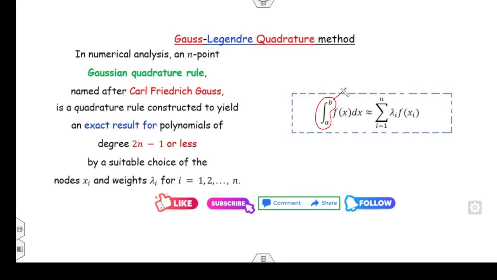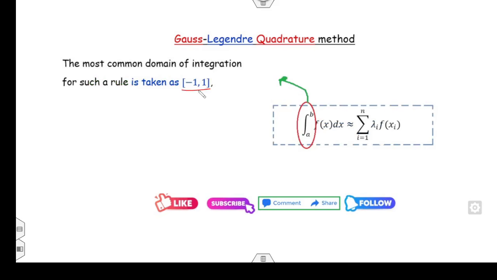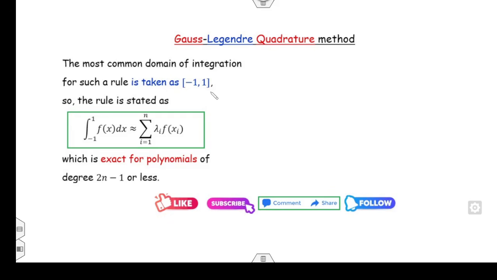The domain of the integration, instead of a to b, must be -1 to +1. But don't worry, I will also tell you what will happen if you want to integrate f(x) from 1 to 2. This is not -1 to 1. But firstly, I will tell you what will happen if my domain is from -1 to +1. Once your domain is from -1 to 1, then you can apply the Gauss-Legendre Quadrature rule by using equation number 1. And our target is to find the value of lambda i and xi.